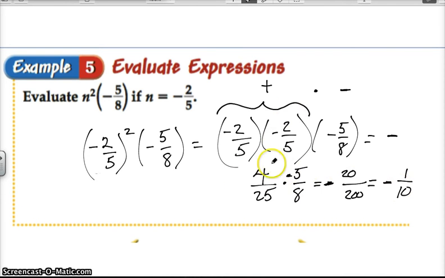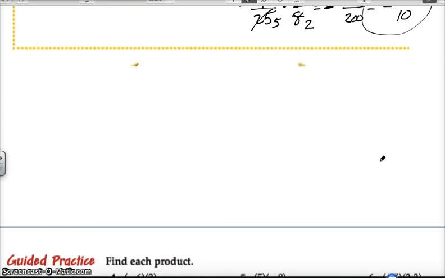When I looked at this, I realized I could have done some cross canceling like here. 4 goes into itself one time, 4 goes into 8 two times, and 5 goes into itself one time, and 5 goes into 25 5 times. And you can see 1 times 1 gives me 1, and 5 times 2 gives me 10, and we've got that negative there. So we can feel confident about our answer.